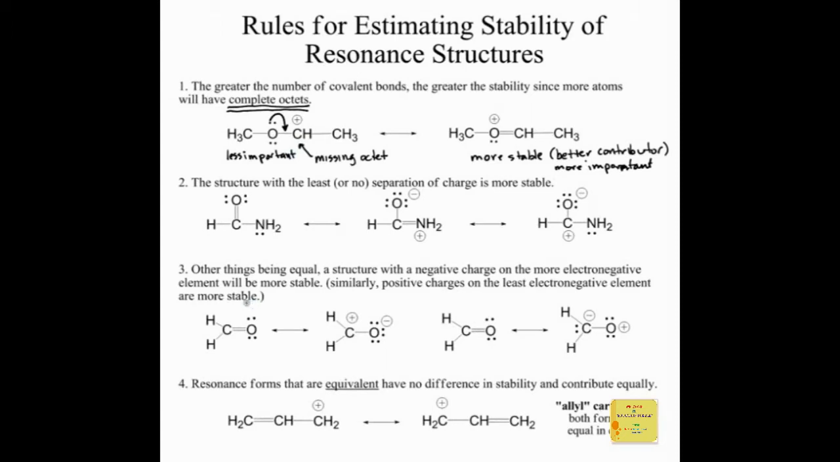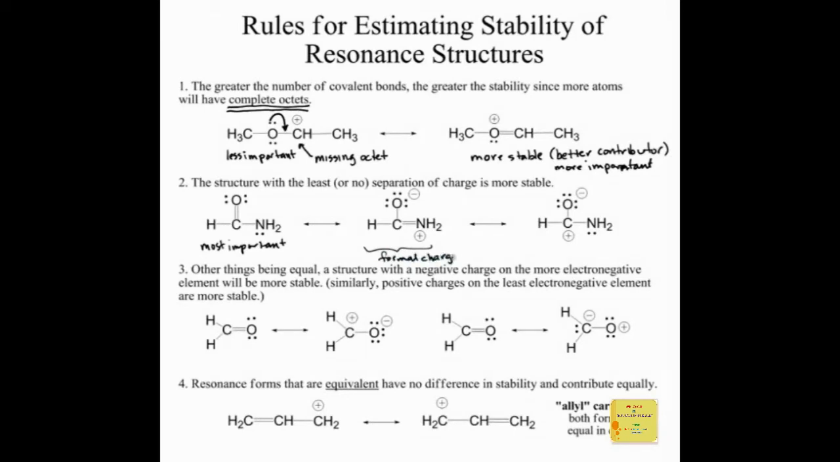Okay, another thing to look for is if we have a separation of charge. If we can avoid formal charges, that would be a very good Lewis structure. So that's something to keep in mind. So if we compare this first structure to this next structure, those are both valid Lewis structures, but this first one is going to be the most important because this one has formal charges.